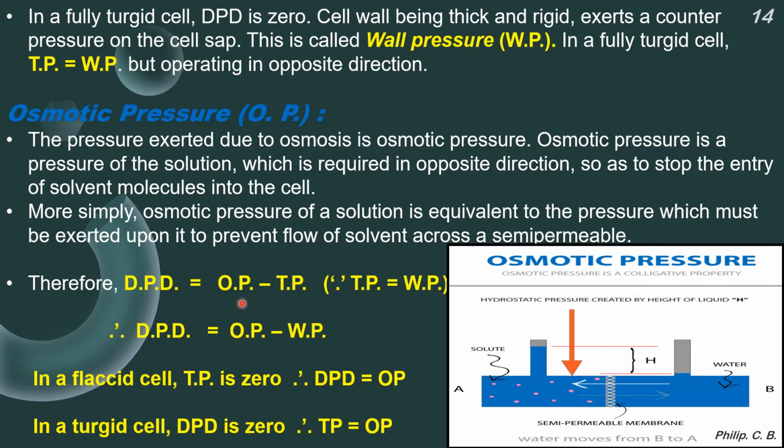Therefore, DPD is equal to OP minus TP. That is, in simple words, as you have learned here, TP is equal to WP. So DPD, what is DPD? Diffusion pressure deficit is equal to osmotic pressure minus wall pressure. So in a flaccid cell, that is a cell which is flaccid, TP is 0, that means DPD will be equal to OP. If it is a turgid cell, the DPD will be 0, so TP will be equal to OP, that is vice versa. If it is flaccid, diffusion pressure deficit and osmotic pressure will be the same. If it is turgid, the turgor pressure and osmotic pressure will be the same.